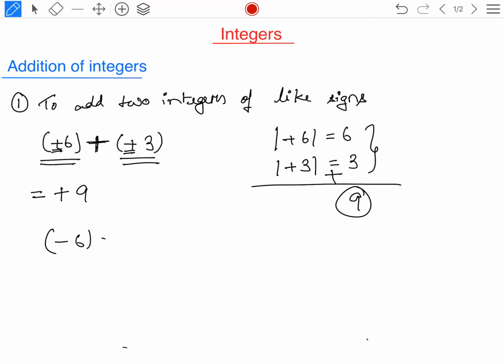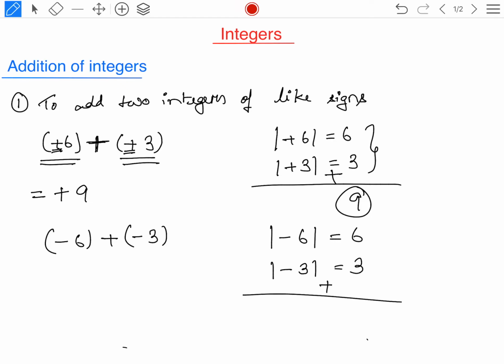So look at a negative one. Suppose -6 plus -3. Now what will we do? Same steps we will follow. We will first find the absolute values. The absolute value of -6 is 6. Then the absolute value of -3 is 3. Then we'll add the absolute values, that means 6 plus 3.